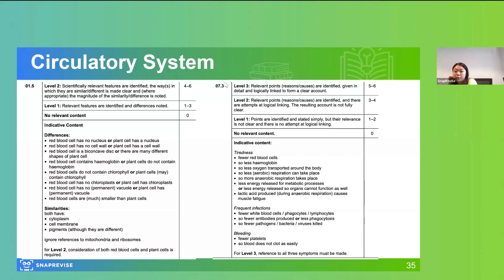Can you talk about what happens with anaerobic respiration? Okay, I will answer the questions after the break. So type in your questions if you have any, and I'll answer them right after the break.